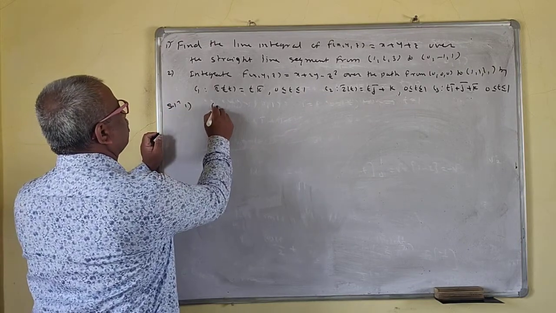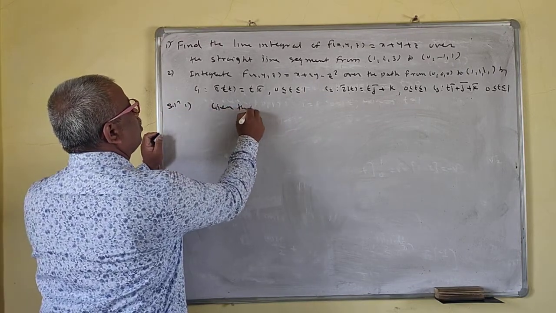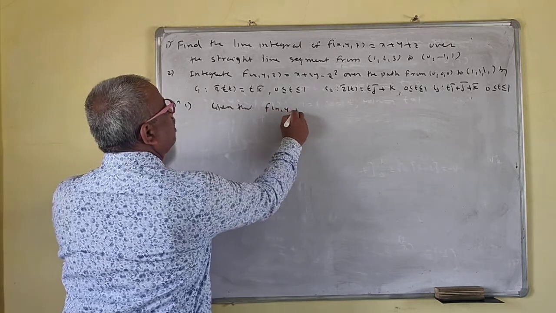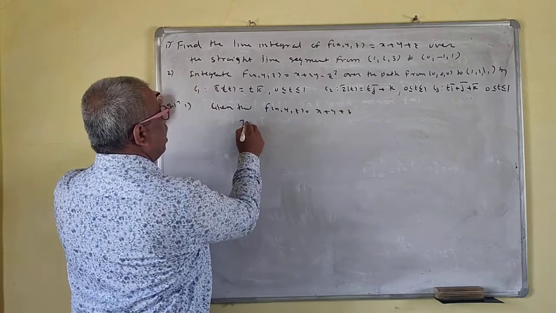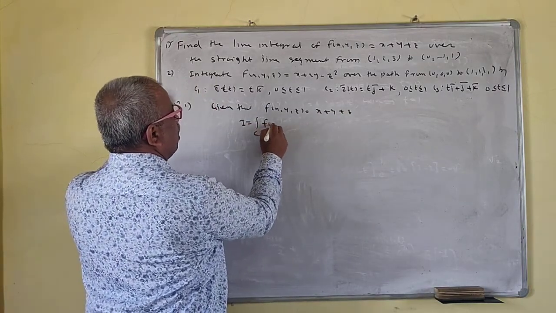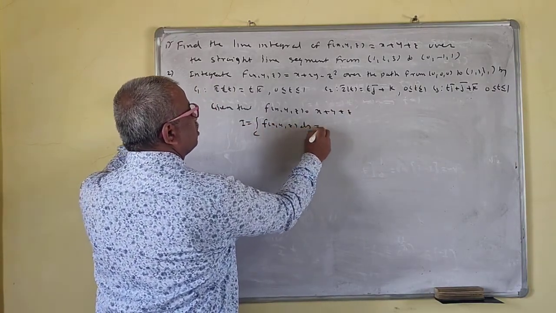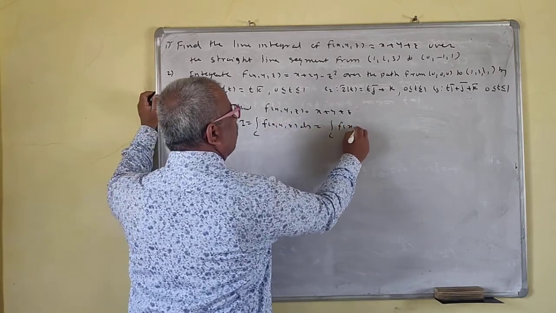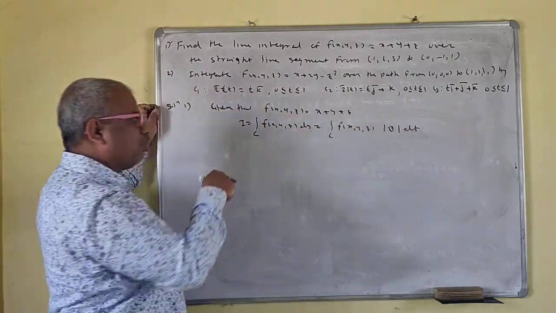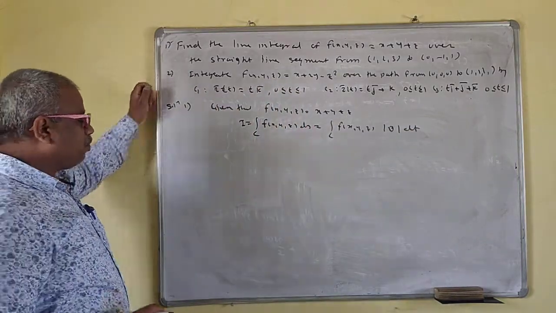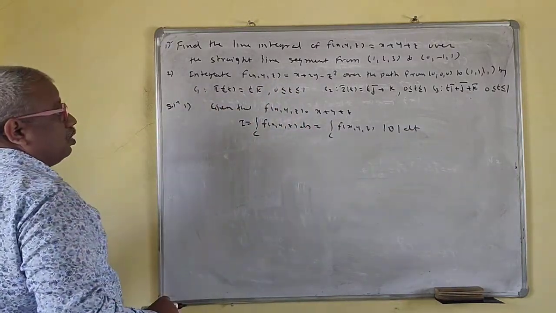Given that f of x y z is equal to x plus y plus z. So I is equal to the integral over c of f of x y z ds. This is the integral over c of f of x y z times mod of v bar dt. So we have to find mod of v bar.